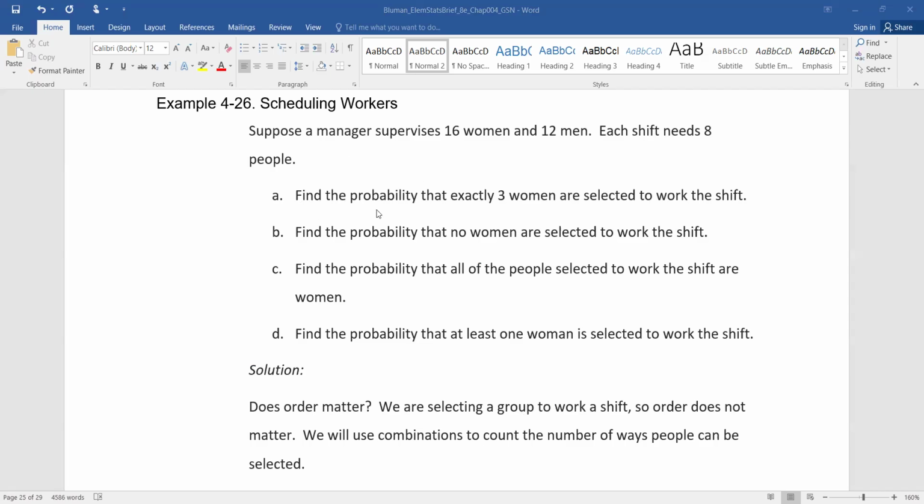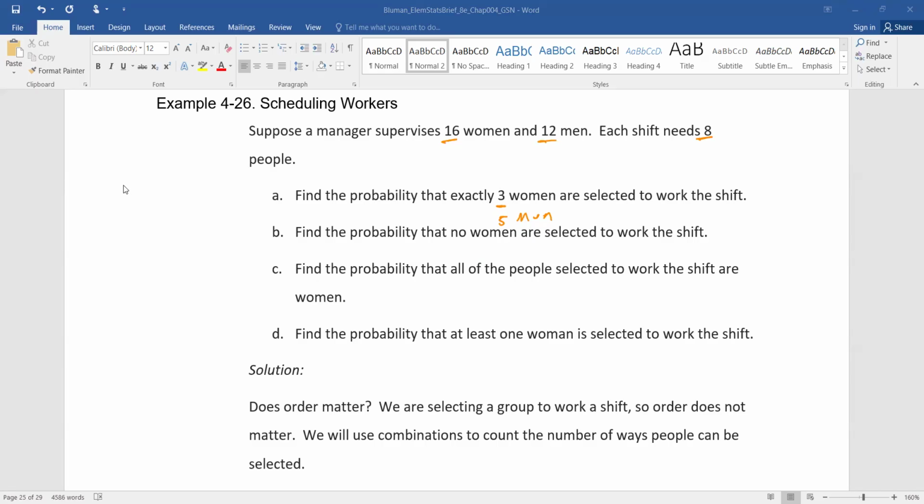All right, so here we go. We want to find the probability that exactly 3 women are selected to work this shift. So again, suppose a manager or supervisor has 16 women and 12 men. Each shift gets 8 people. If I want exactly 3 women, that means I need 5 men. So to start off, I need to find how many possibilities there are to get exactly 3 women.